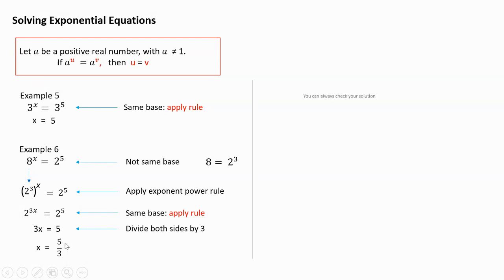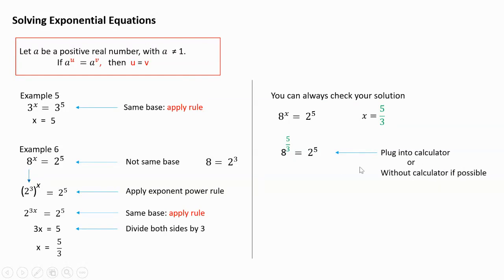How do we check our work? We go to the original equation. We're going to plug in 5/3 for the x. Okay. Is this true? You can either use a calculator or you can do it without, if possible. So if you plug in 8 to the power of 5 divided by 3, it's going to give you 32. If you put 2 to the 5th power, it will give you 32, right? So we know that 2 to the 5th power is 32.